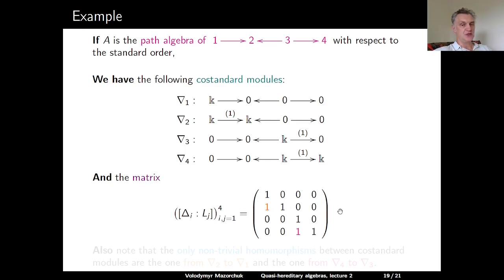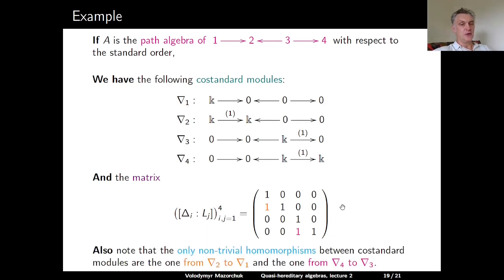So we have this lower triangular matrix, and we also see that the only non-trivial homomorphisms between these nablas are: we can project nabla 2 onto nabla 1. This corresponds to this appearance of L1 in the top of nabla 2. And we can project nabla 4 onto nabla 3. This corresponds to the appearance of L3 in the top of nabla 4.